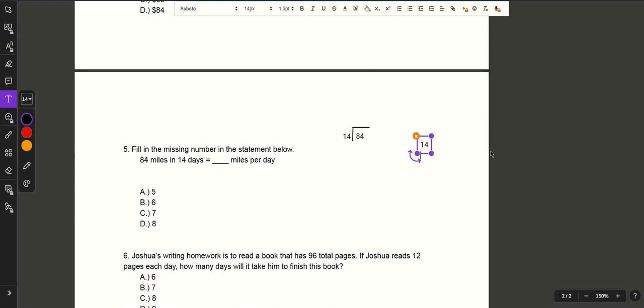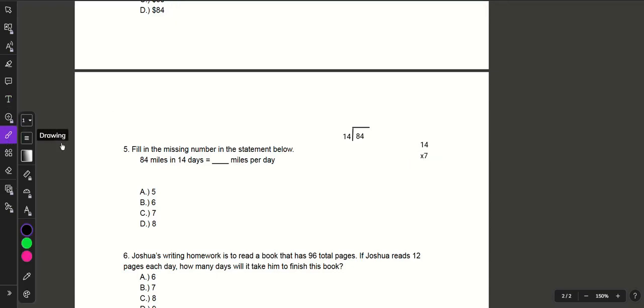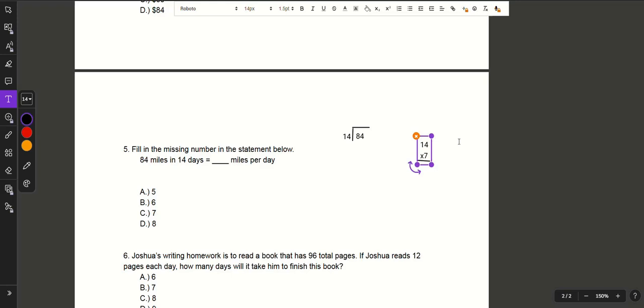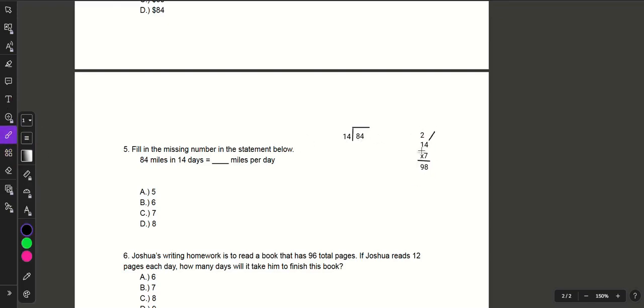So 14, and then maybe we'll say 7. So let's find out. So 4 times 7 is 28. So the 8 here, and then the 2 goes into the tens place. And 7 times 1 plus 2 is 9, so 98. So we're still far off. 98 is greater than 84, and that's not what we're looking for. So that's wrong.